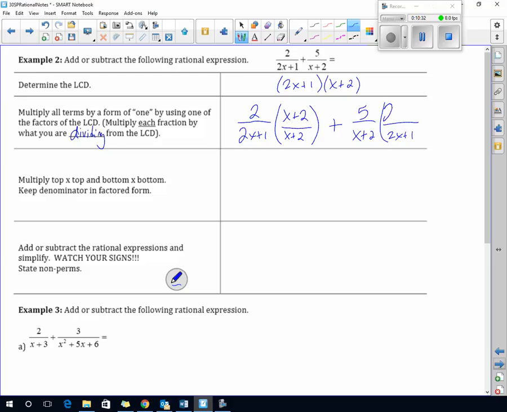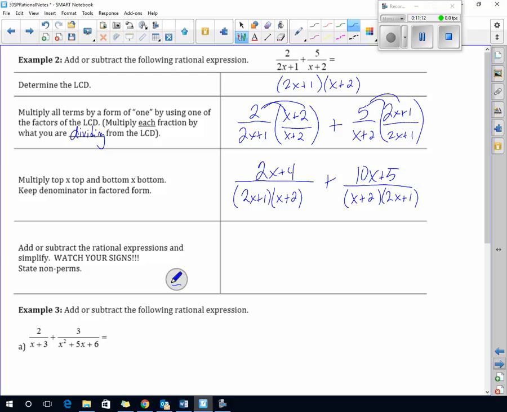Okay, so now I'm going to multiply the top. So 2 times x plus 2 is a distributive property, so I'm going to get 2x plus 4 over 2x plus 1, x plus 2. I'm not going to actually multiply that. I'm just going to keep it like that at the bottom. Plus, now I'm going to multiply these two. 5 times 2x plus 1, distributive property. I get 10x plus 5 over x plus 2, 2x plus 1. Now when you're multiplying, it doesn't matter which order you have it. They are exactly the same. So now I'm going to put it all over 2x plus 1, x plus 2.